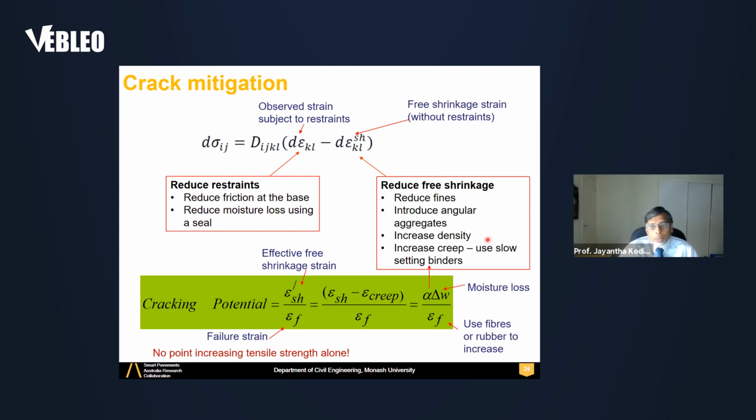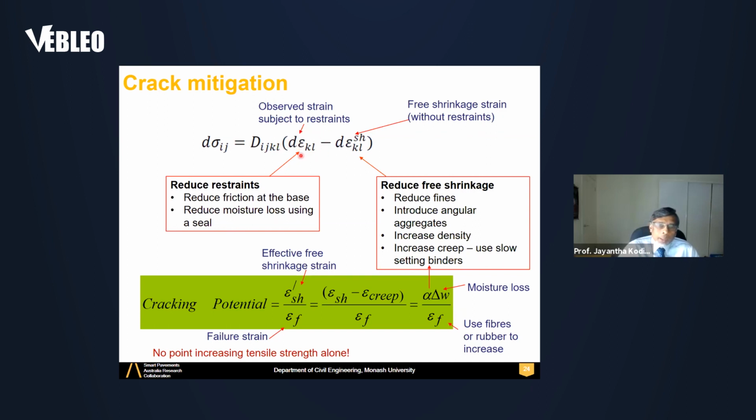Increase density. If you increase density, then you can reduce free shrinkage. Increase creep. So if you increase creep, your stresses will relax, right? So use slow setting binders, such as slow setting cement.